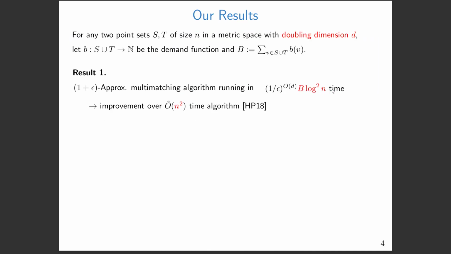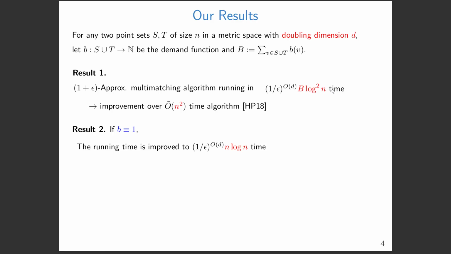And here are our results. Given two point sets S and T, let capital B denote the summation of the demand function. Our first result is a (1+epsilon)-approximate multi-matching algorithm running in time near linear in B, not in n quadratic time. For the second result, if the b function is identically 1, then the running time becomes 1 over epsilon poly times n log n.